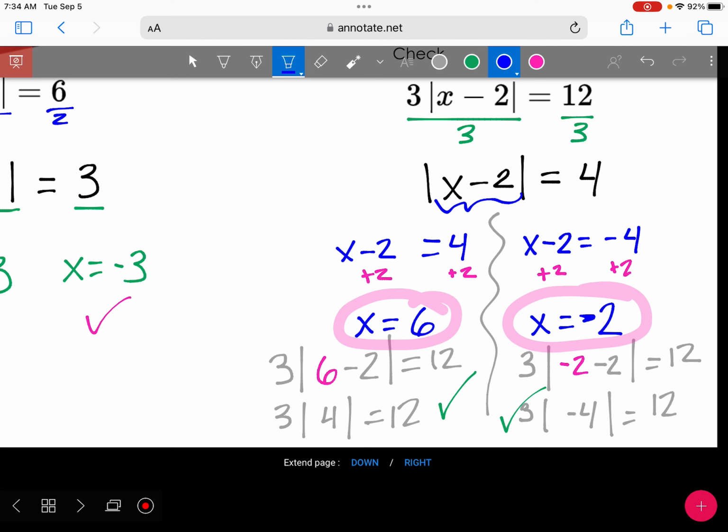That is a minus 2. I don't know what that shape is, but it is a minus sign.